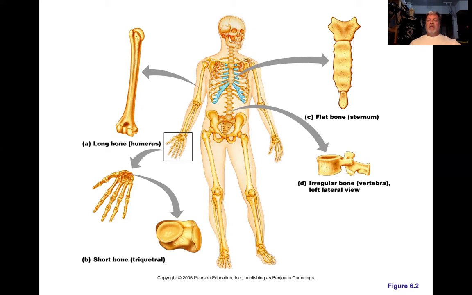And then finally, D are my irregulars. They don't seem to fit anywhere. They have complicated shapes. So the vertebrae and then your hip bones down here, these are all irregulars as well. So, okay. When it comes to your bones, sorry, I keep flashing that slide. I think that I have another picture coming up.